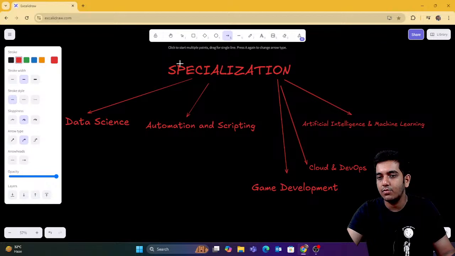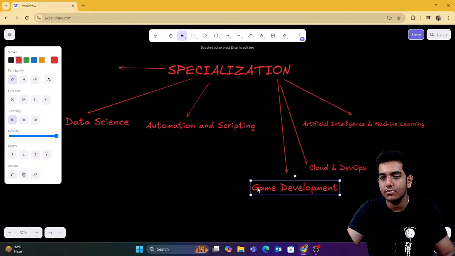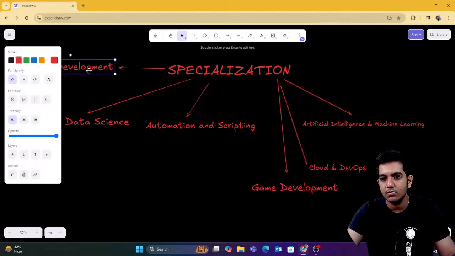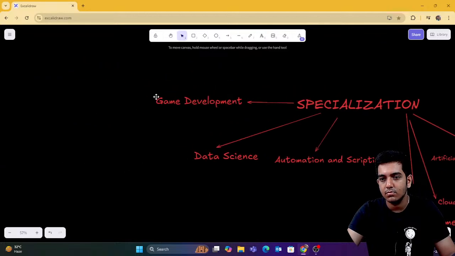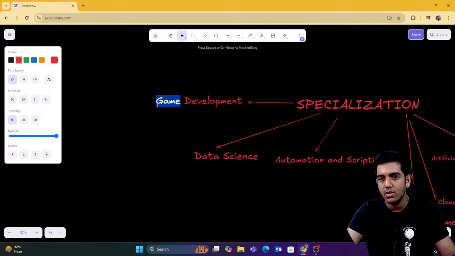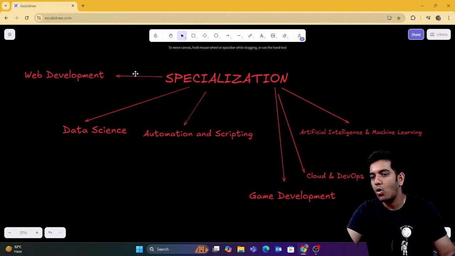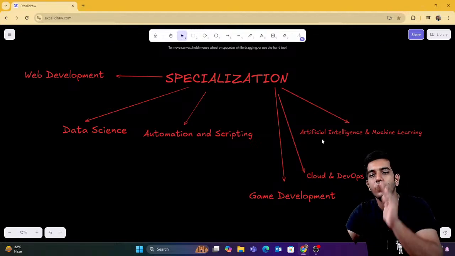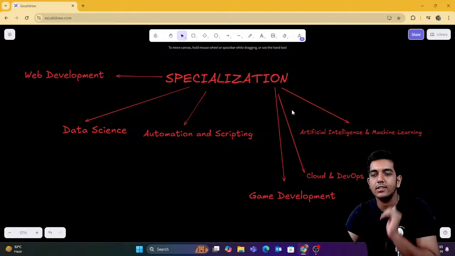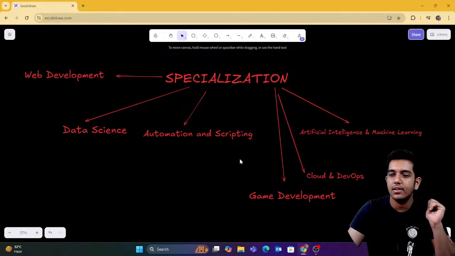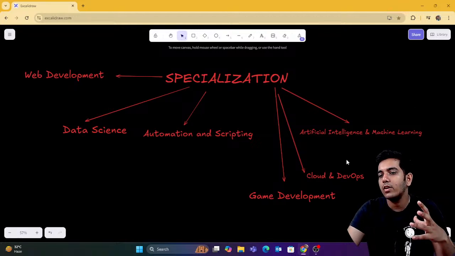One thing which I missed here is web development, a very important one. So let me just write it here: web development. Now that's totally up to you. Either you want to become a web developer or a data science engineer, or you go for automation and scripting, or game development, or cloud and DevOps, or artificial intelligence and machine learning.